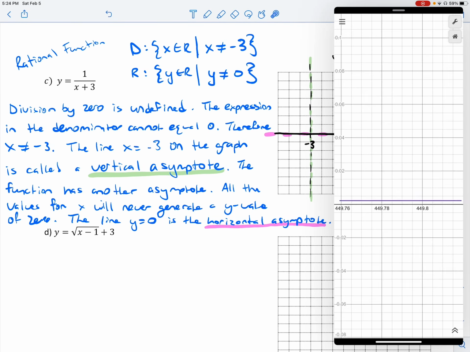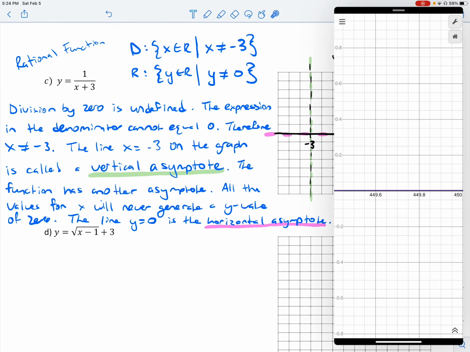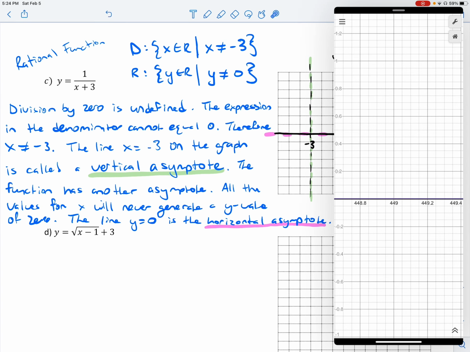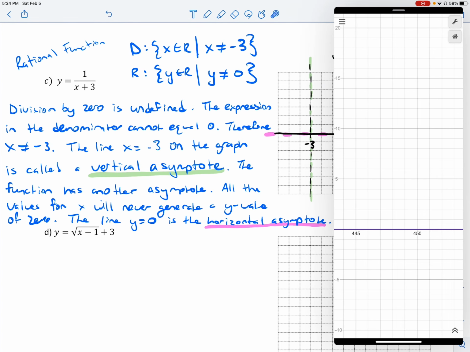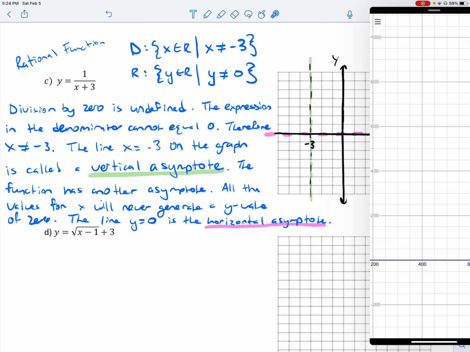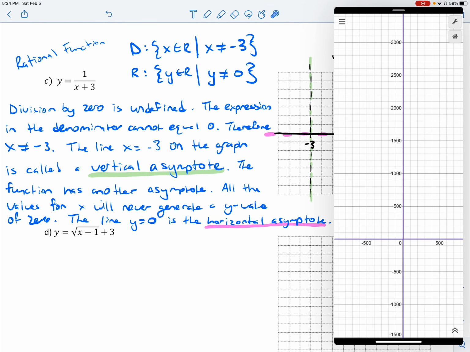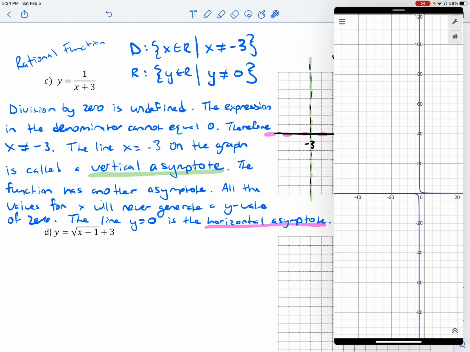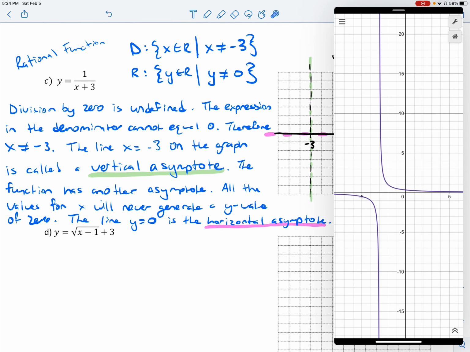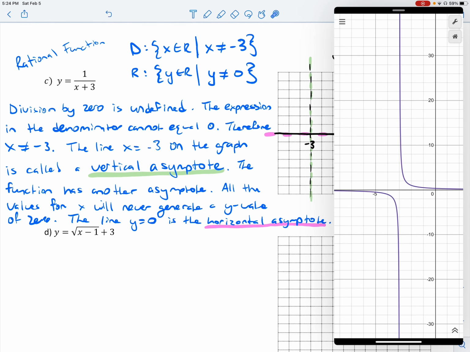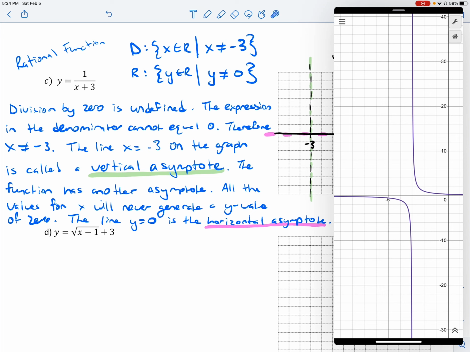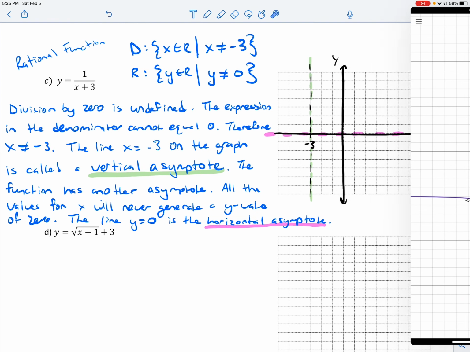All right, now just to zoom out a bit. Okay, we're almost there. So that is our graph. It is kind of funny looking. We basically say it has 2 branches to it, and they're both on either side of the asymptote. So I'm just going to transfer this over for now.